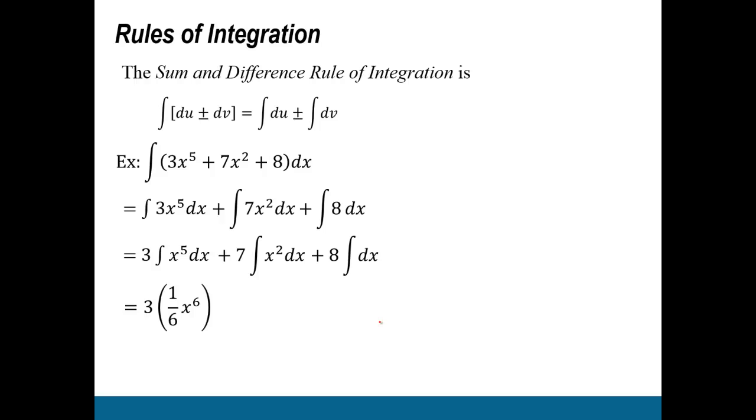We integrate x to the fifth power. That integrates as 1/6 x to the sixth power. For the second term, we'll integrate x squared as 1/3 x cubed. For the last term, we'll integrate dx, which gives us x, plus the arbitrary constant. And lastly, we'll simplify, which leaves us the result of 1/2 x to the sixth plus 7/3 x cubed plus 8x plus the arbitrary constant.